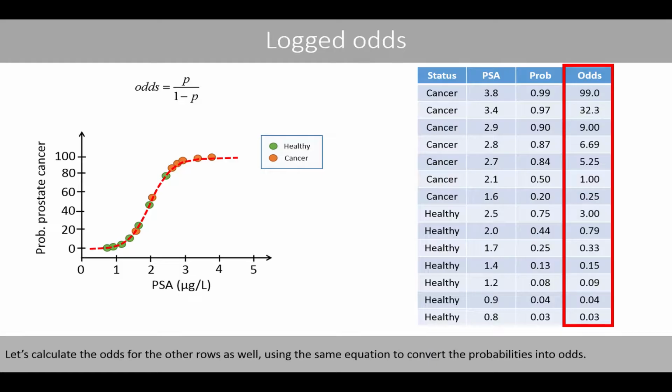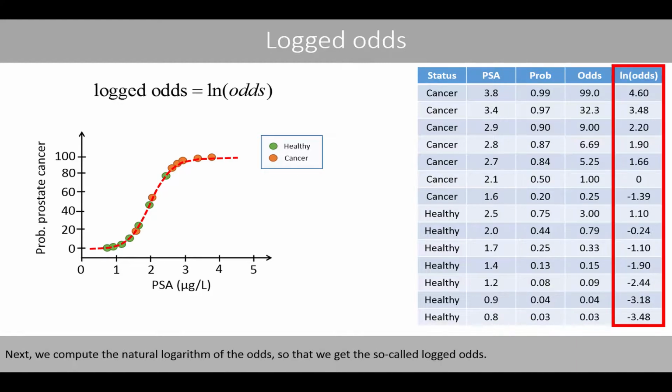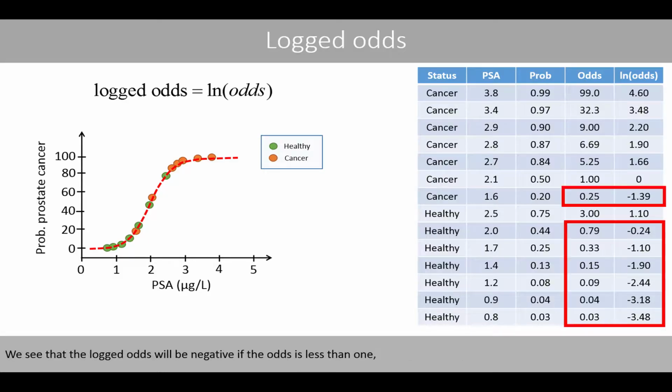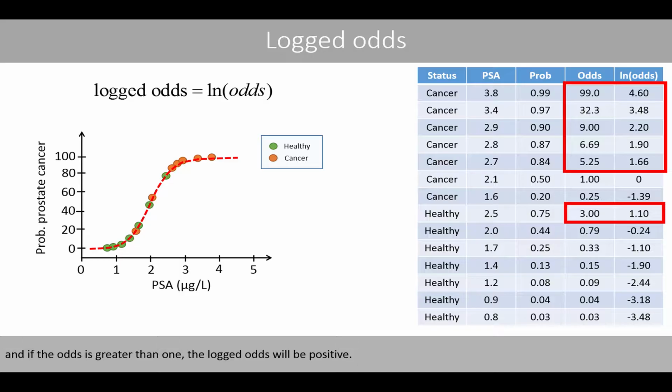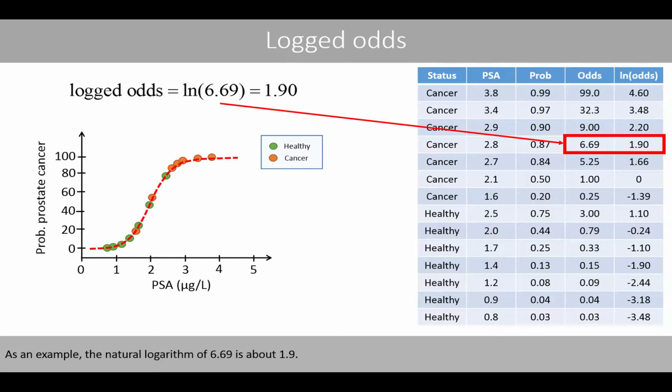Let's calculate the odds for the other rows as well, using the same equation to convert the probabilities into odds. Note that the odds have been calculated based on the rounded probabilities for the purpose of this video. Next, we compute the natural logarithm of the odds so that we get the so-called logged odds. We see that the logged odds will be negative if the odds is less than 1. And if the odds is greater than 1, the logged odds will be positive. If the odds is equal to 1, the logged odds will be equal to 0. As an example, the natural logarithm of 6.69 is about 1.9.